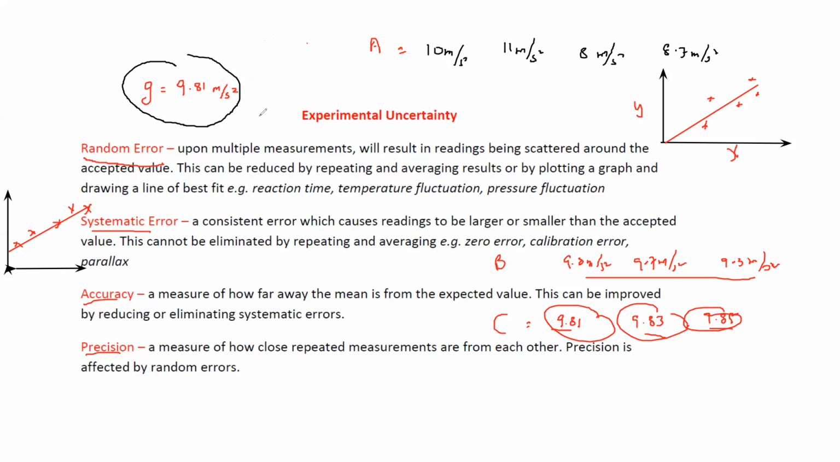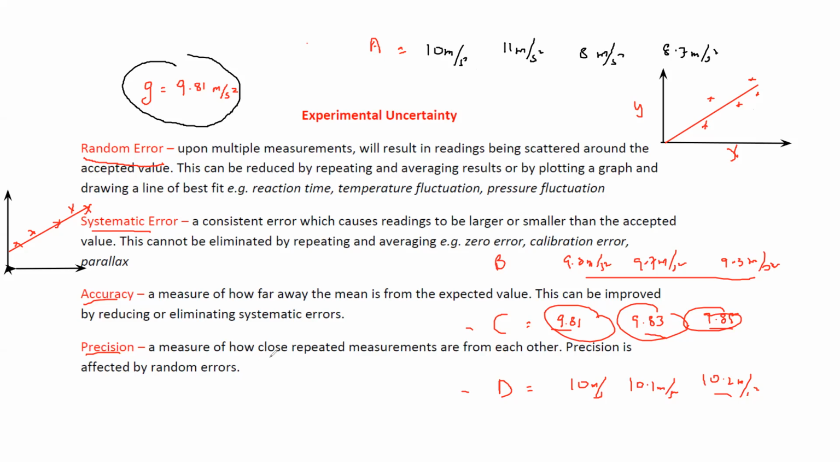But another student performed the experiment. He is getting 10, 10.1, 10.2. So which student is accurate, student C or student D? Student C, because the average is closer to the actual value, so C is accurate. And what is the meaning of precision?